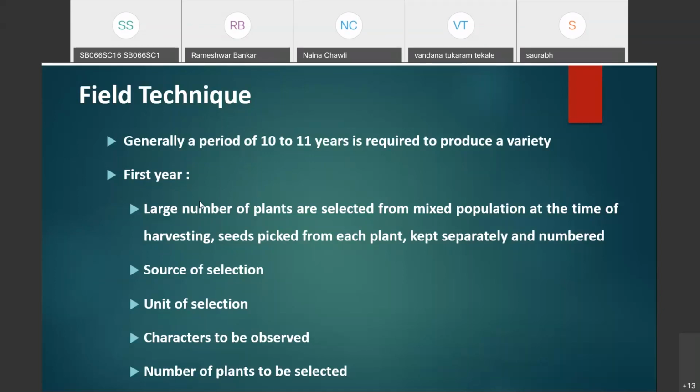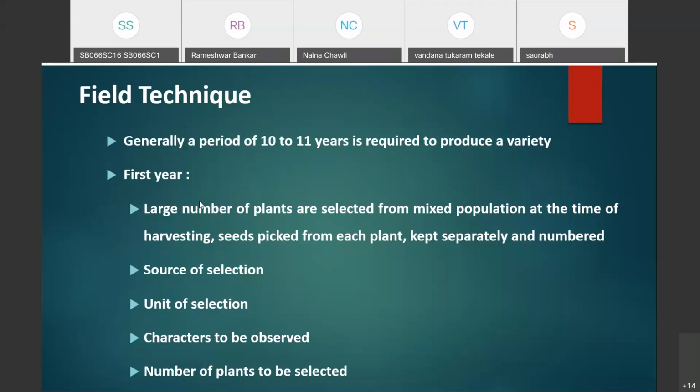I am repeating it once: appearance, height, color, size, resistance to insects, pests, diseases, drought, winter hardiness, then maturity, tillering, yield, etc. Generally the selection is carried out at the time of harvesting. At the time of selection of individual plants, yield may be considered.